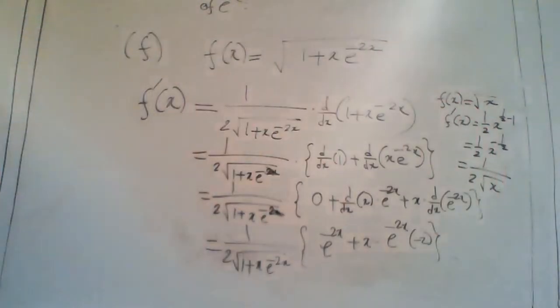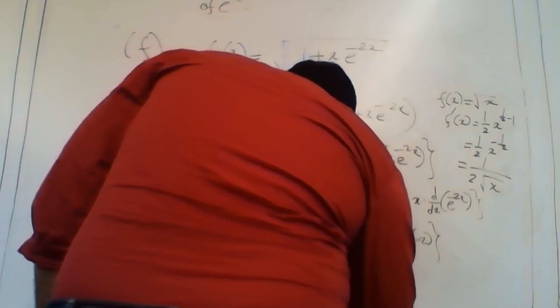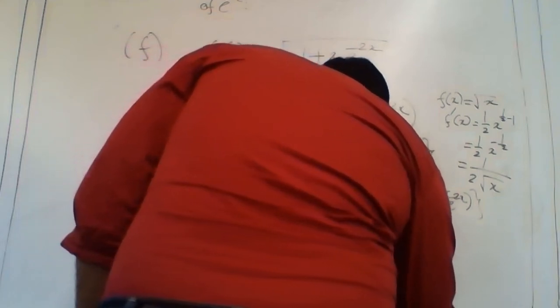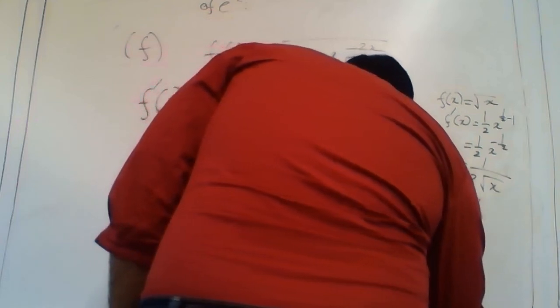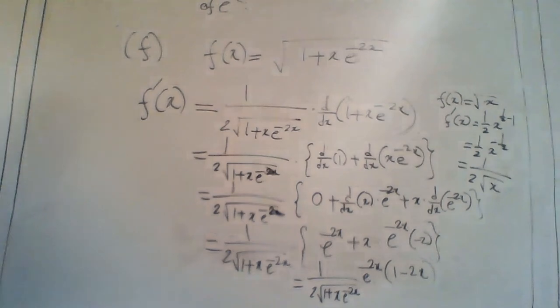So if I factor e to the power minus 2x out, I actually have 1 by 2 square root of (1 plus x e to the power minus 2x) times e to the power minus 2x times (1 minus 2x). That can be your answer.